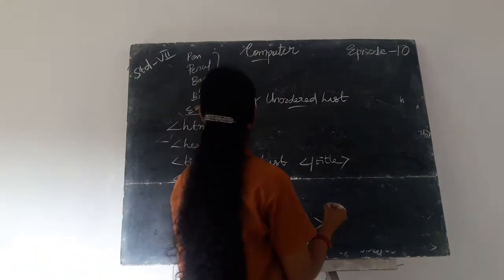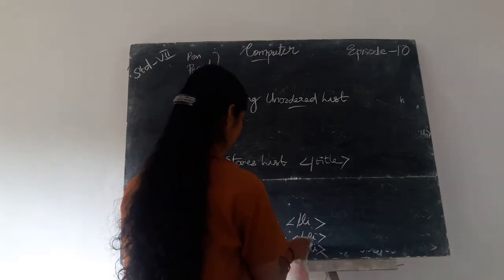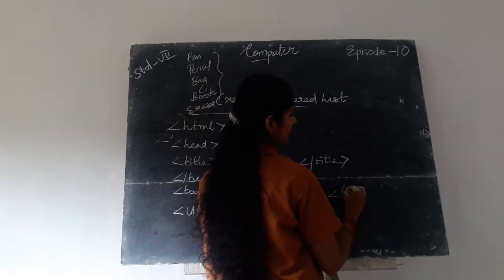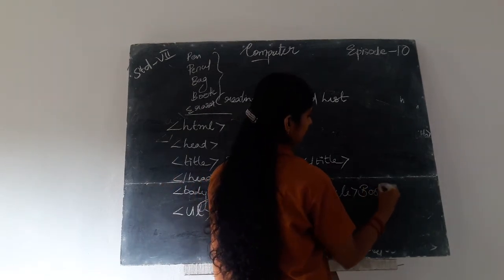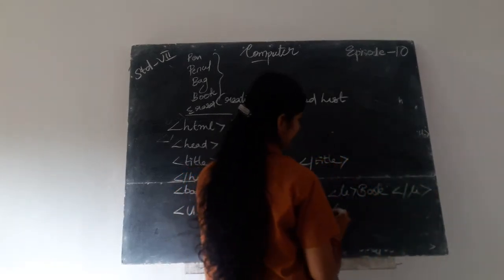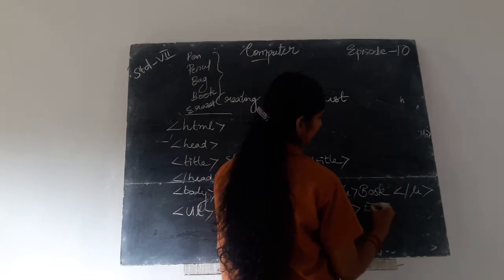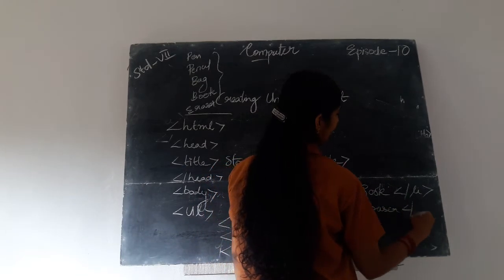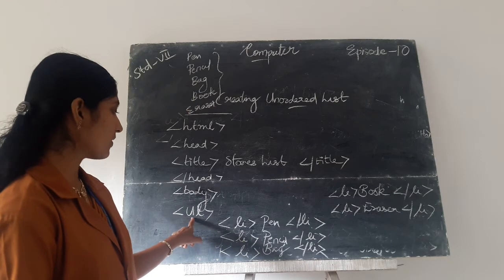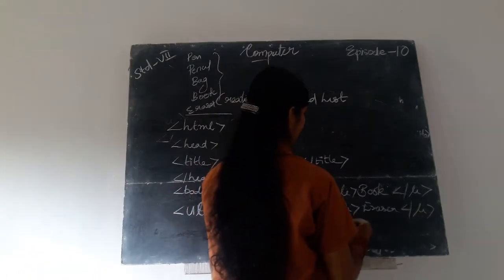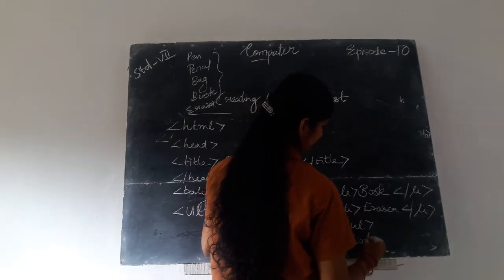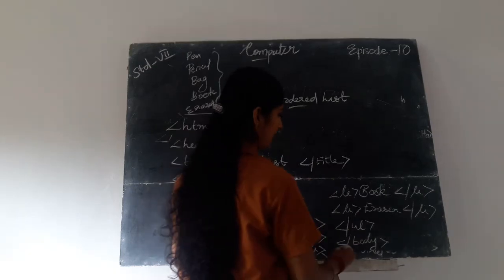Then next, bag. Book. Then next, close the li. The next is eraser. So write eraser, then close the li. After writing all the list items, then close the ul. Close ul, then close the body tag. Body tag, then finally close the HTML.